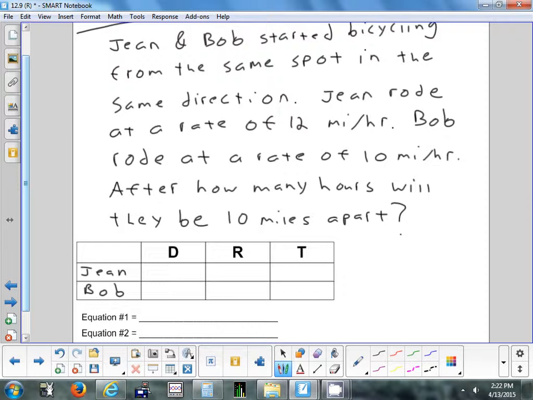Okay, it says Gene and Bob started from the same spot. Gene's riding at 12 miles an hour. Okay, where could I put that? On the rate. Rate for who? For Gene. It says Bob's riding at 10 miles an hour. Okay, put that for Bob's rate. Now, chances are, these are all numbers. Everything else here is going to have some variables. Oh, wait, it does give us this piece.